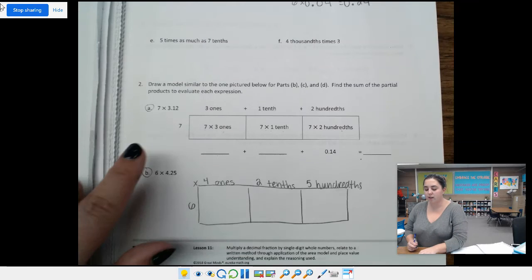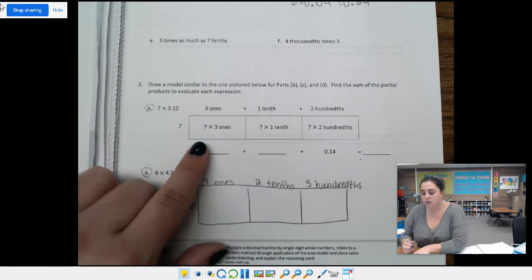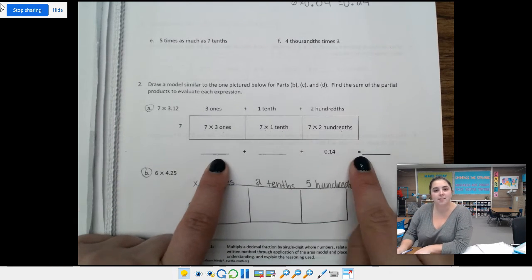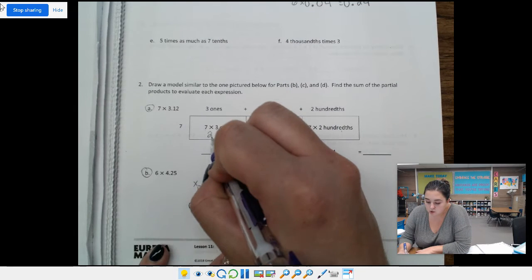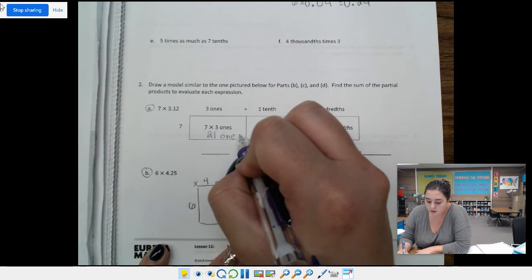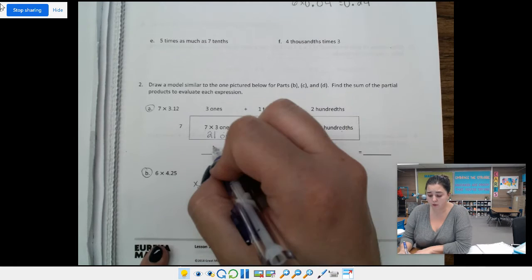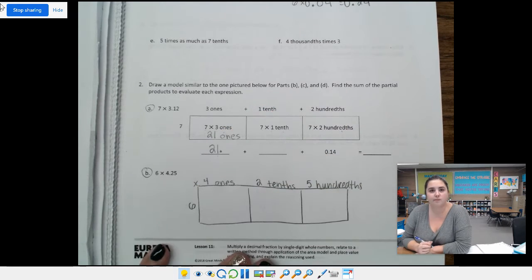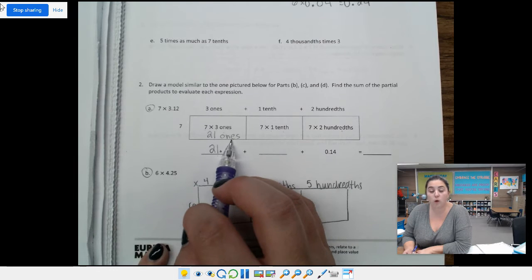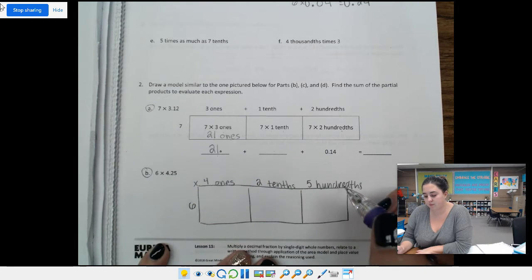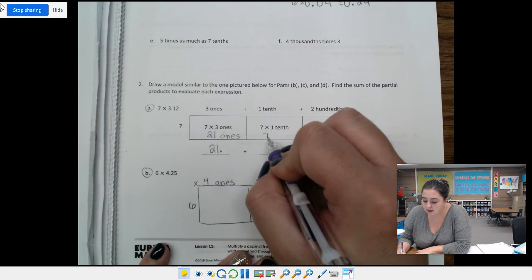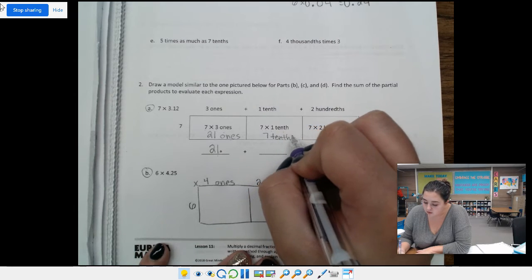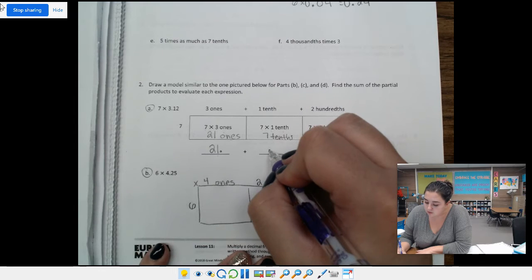Okay, let's check our work. So 2A, we just need to fill in our blanks. So 7 times 3 ones is 21 ones. That's just a normal 21. 21 $1 bills, just 21. 7 times 1/10 would be 7/10, which should be a decimal 7.